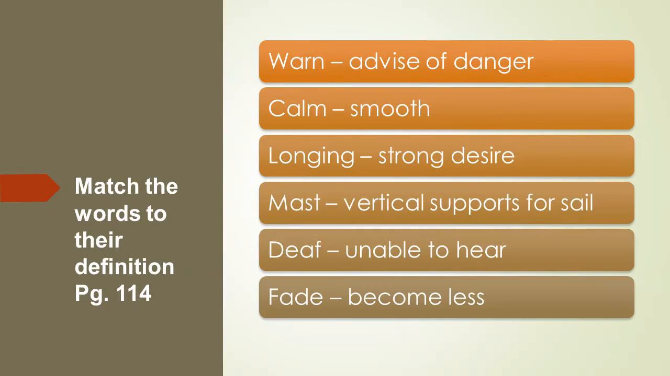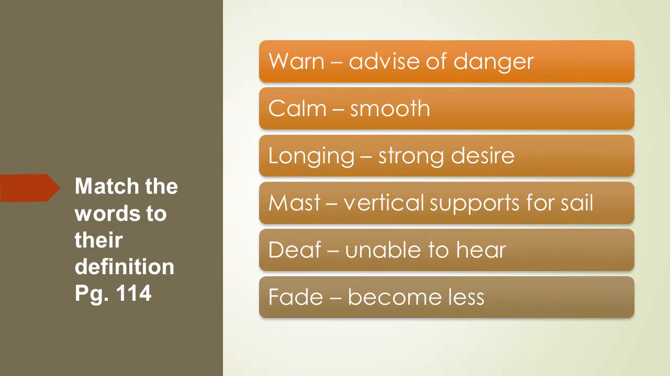Next is match the words to their definitions at page number 114. Learn the words and their meanings. Warn means to advise someone of danger. Goddess Ceres warned Odysseus of the danger. Calm: the sea or the river was calm. Longing: strong desire. Mast is a vertical support for a sail. Deaf: someone who is unable to hear. And fade: something becomes less or disappears.